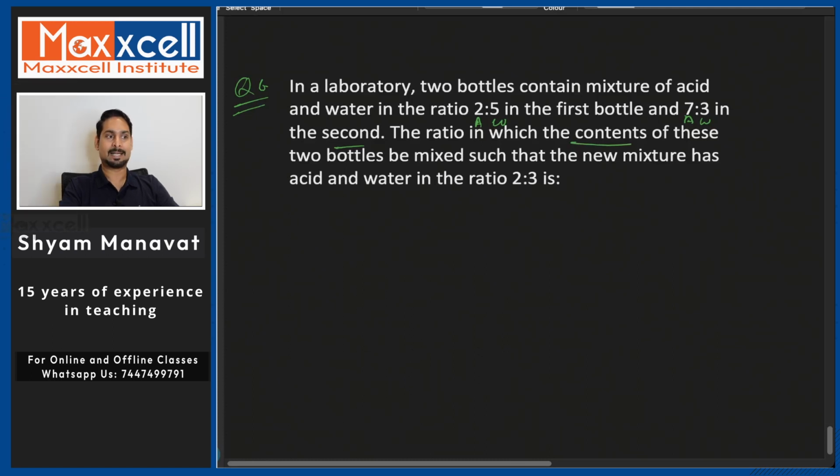In what ratio should the contents of these 2 bottles be mixed such that the new mixture should have acid and water in the ratio 2:3? So what do we need to find here? Let me call the first bottle A, the second bottle B, and the mixture we are getting C, right?